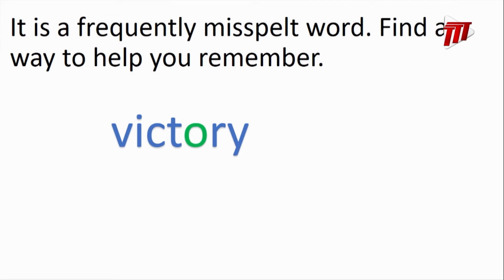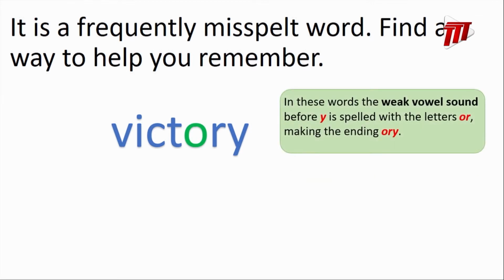This is a frequently misspelled word. So we must find a way to help us remember how to spell the word victory, which is not E-R-Y or E-R-Y, but rather O-R-Y, right? In these words, the weak vowel sound before Y is spelled with the letters O-R. So we make the word ending O-R-Y instead.